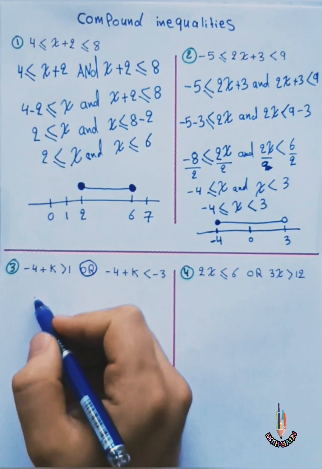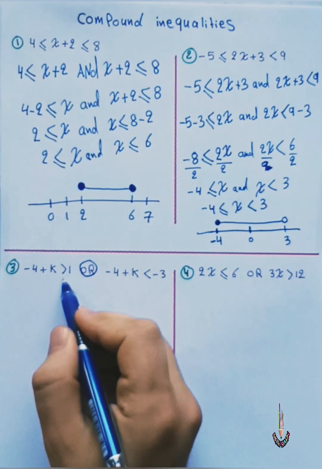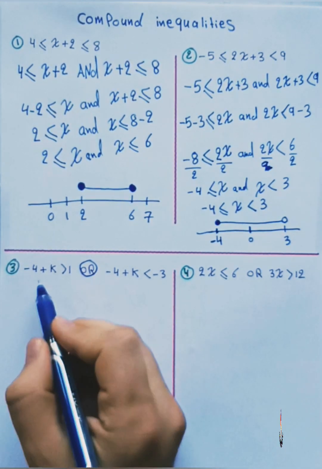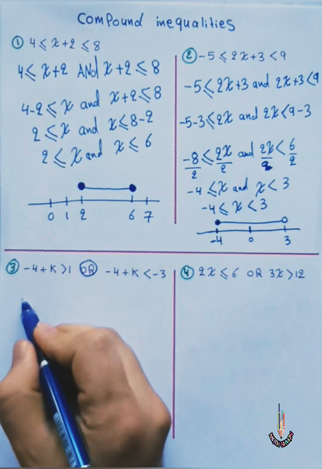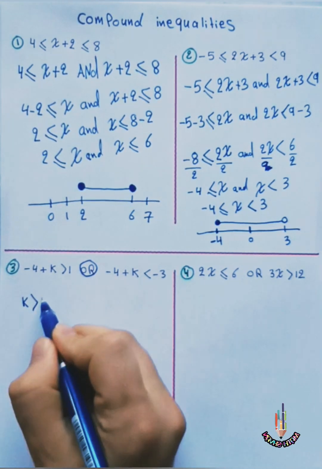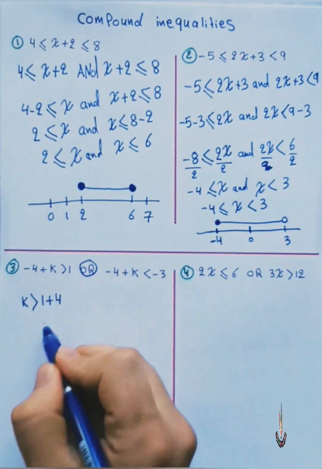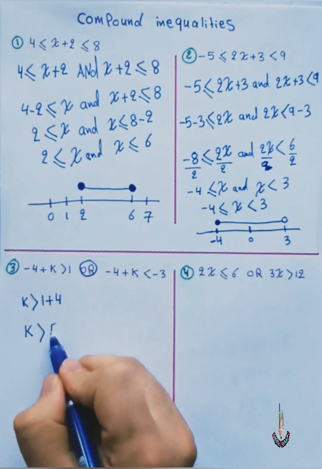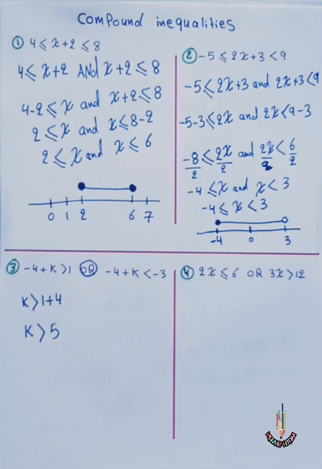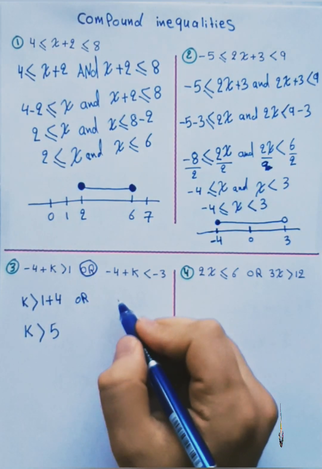So on the left side, you have negative 4 plus k is greater than 1. We have to move the negative 4 to the right side. We have k greater than 1. When we move the negative 4, it becomes positive 4, and then k is greater than 1 plus 4, equal to 5. So k is greater than 5, and then we have to solve the right side.